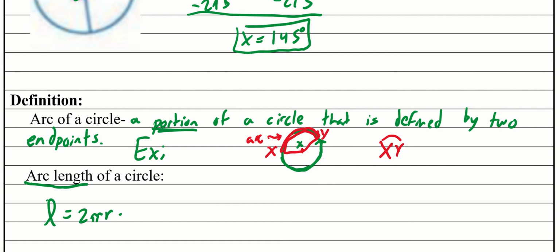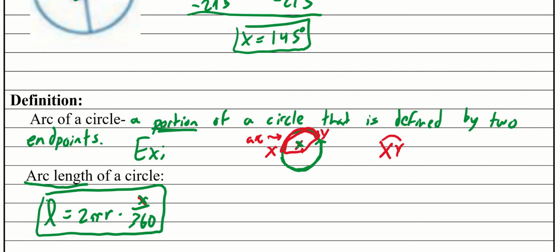So that angle, and I'll go ahead and draw that in red, we'll just call that x, is a part of the circle. And so what we're going to do is take our circumference and multiply by x over 360. This is our formula for arc length. So it's a very similar idea.